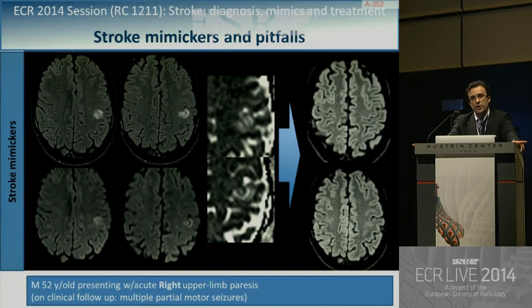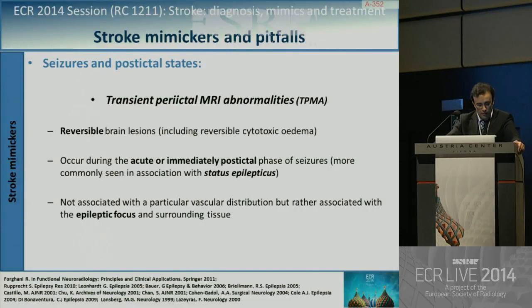But one key point here is that when you see this and it resolves, you should always look for an underlying pathology that is causing the seizures in the patient. These transient abnormalities are generally reversible by definition. They occur during the acute phase or immediately after the seizure. They are more commonly associated with status epilepticus, and remember, there are non-convulsive status epilepticus cases that can clinically mimic stroke. They have neither a vascular nor an arterial distribution. They are related to the epileptic focus.